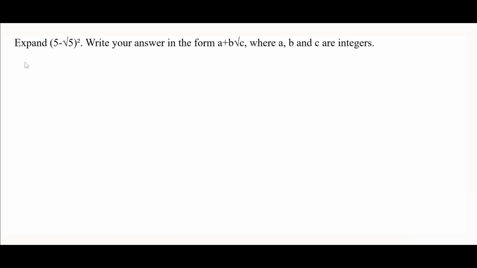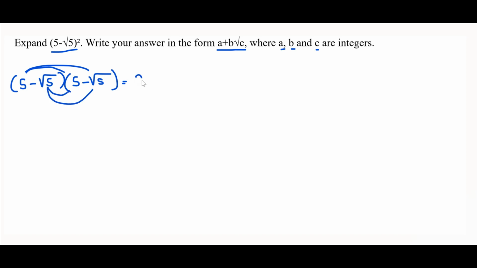So for this question, we need to expand this bracket here and express our answer in the form of a plus b root c, where a, b, and c are integers. So let's write out the double brackets and multiply across as usual. This gives us 25 minus 5 root 5 minus 5 root 5 plus 5.